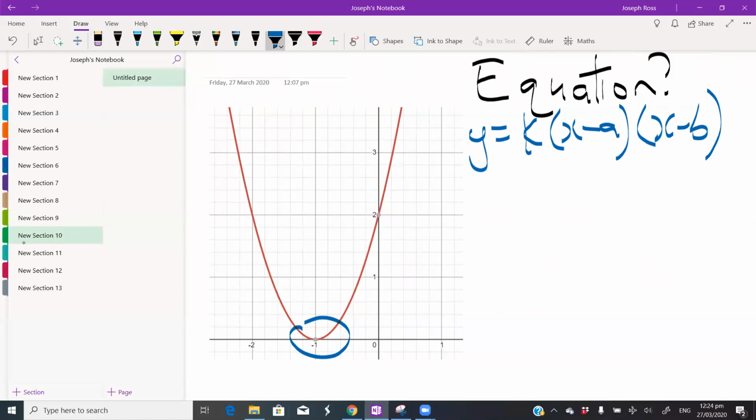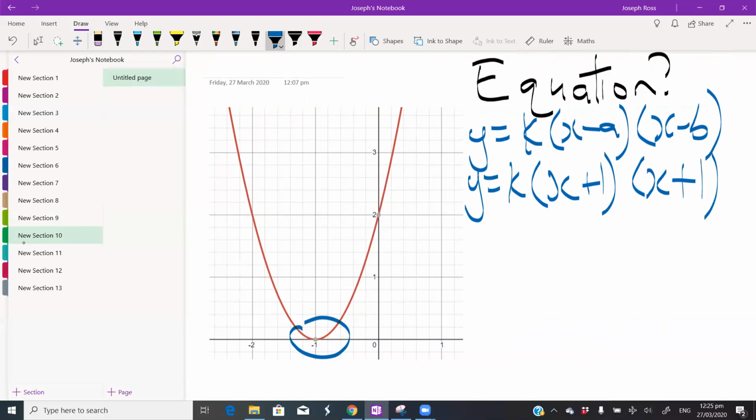Since it's turning right on the x-axis, that means we can treat it as though we've got a double intercept at negative 1. So we've got k times (x minus negative 1), which is x plus 1, and it's a double intercept, so it's going to be the same for this bracket as well, x minus negative 1, which is x plus 1. And (x plus 1) times (x plus 1) is something times itself, which is going to be that thing squared. So that's going to be k times (x plus 1) squared.